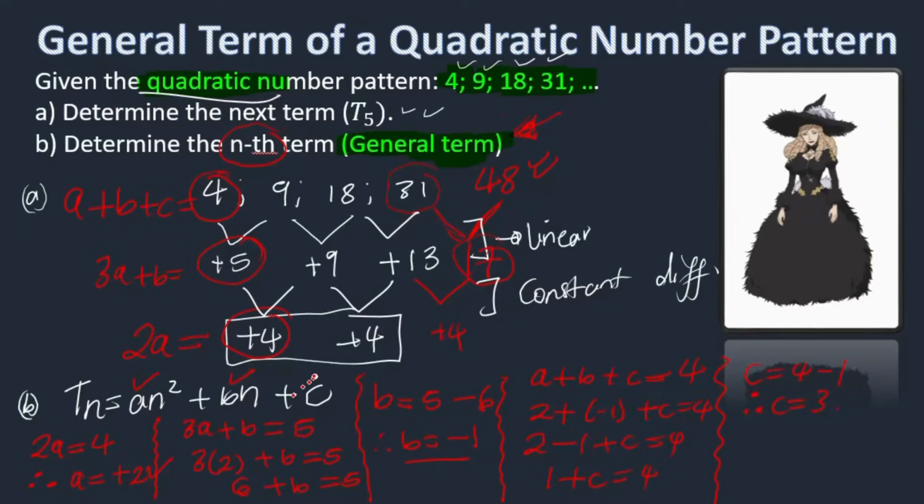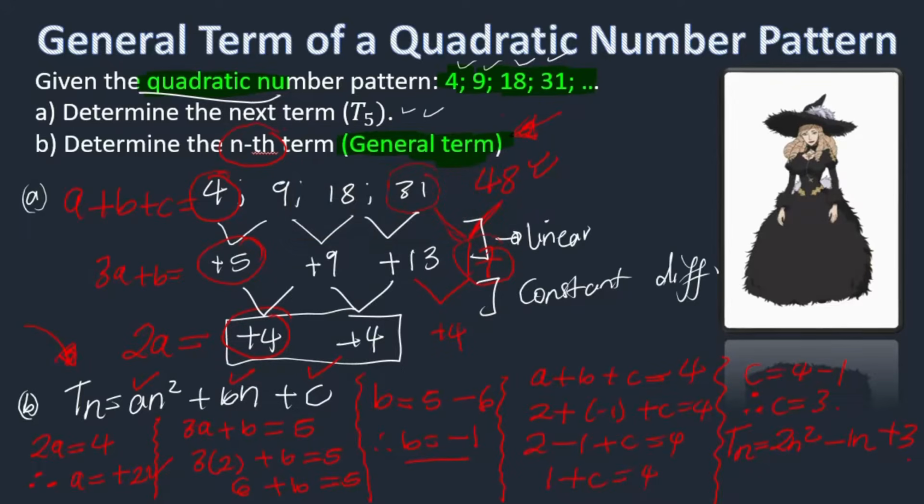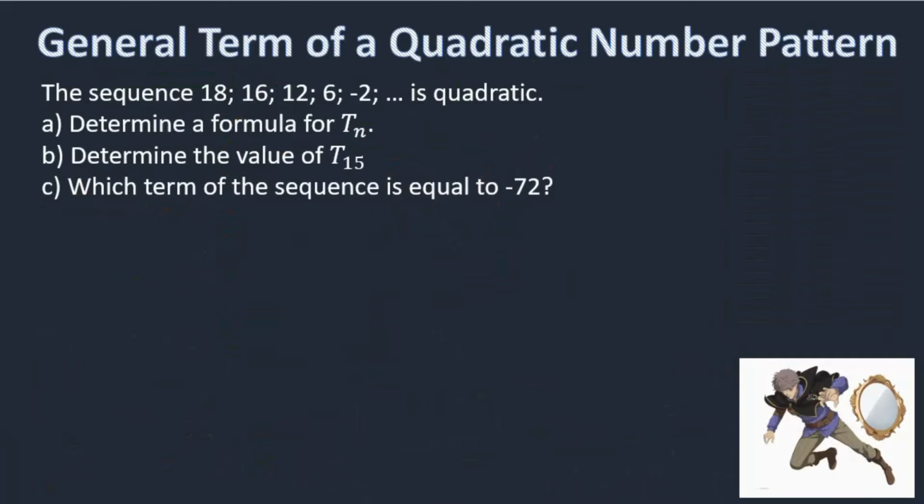And then now I have C. So I can make substitutions into this equation and write the general term. So the general term is Tn is equal to my A, which is 2, 2n squared, my B, which is negative 1, negative 1n, and my C, which is 3, plus 3. There we go. Not bad, is it? So we can move on now to the next one. This is how we do it. Moving on, we have the following.